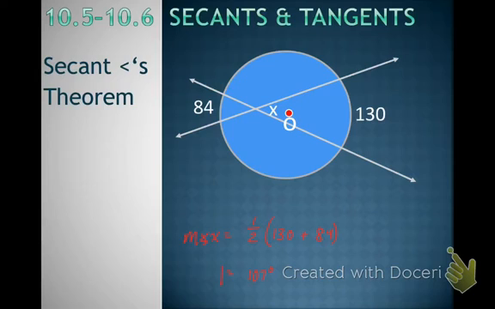Now, obviously, this is not to scale. We know that 107 is an obtuse angle and angle x is an acute angle, but you get the idea. We would simply add the arcs and divide by 2 to find that angle measurement.